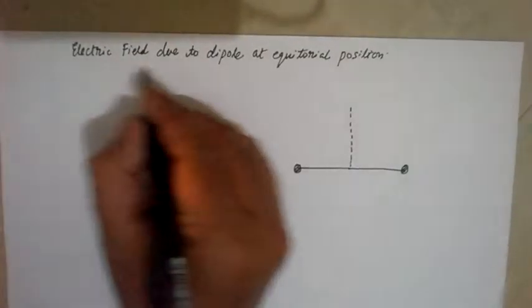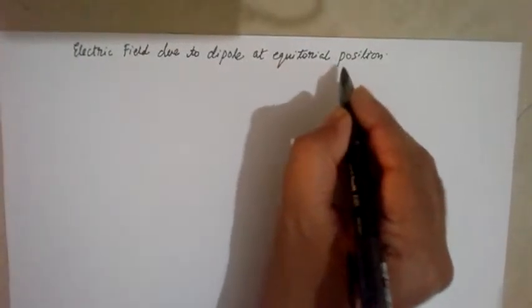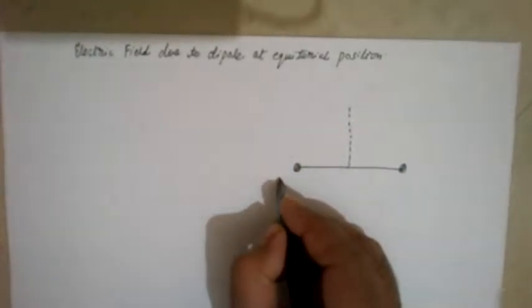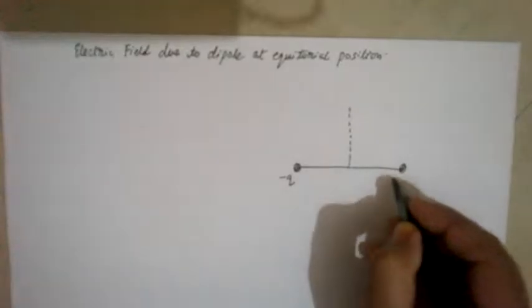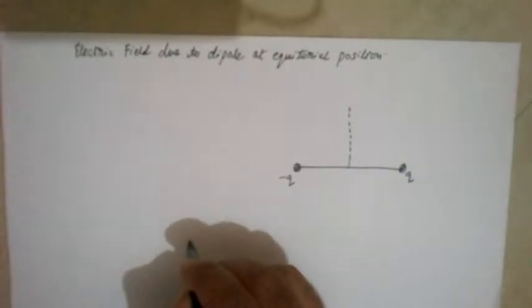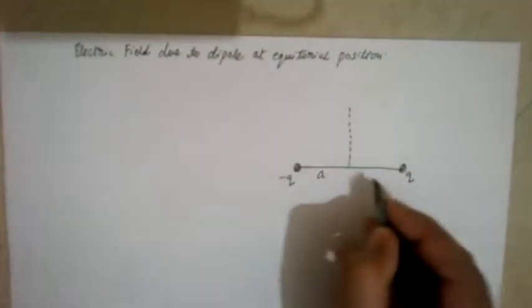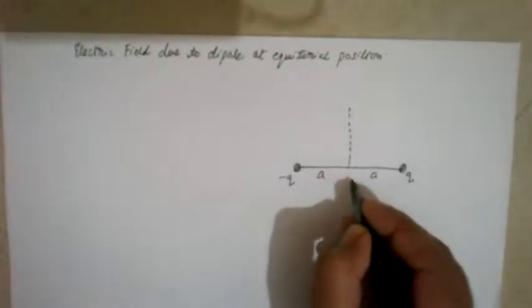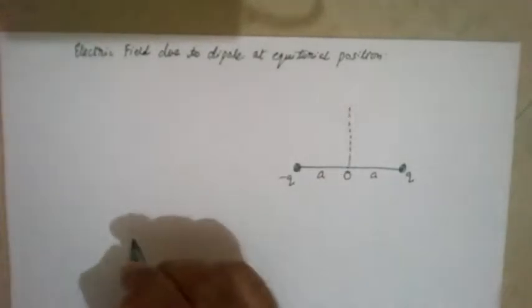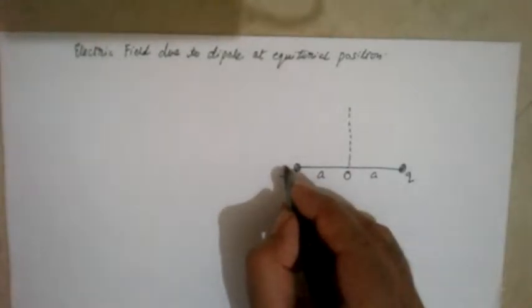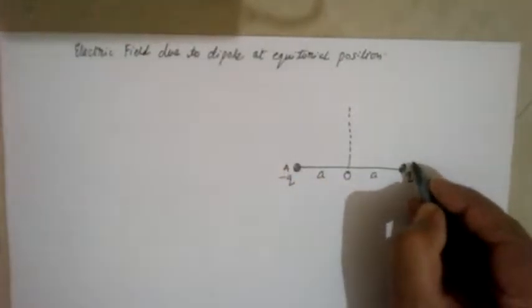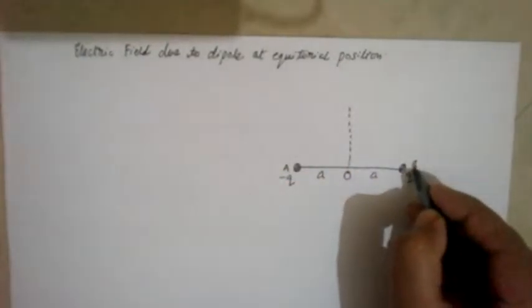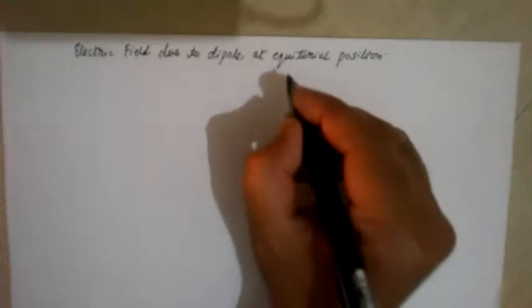We'll see the electric field due to a dipole at the equatorial position. It is an electric dipole, with charge minus q and charge plus q, separated by a distance 2a, and the center of the dipole is O. This is A and this is B. We have to find the electric field at the equatorial position.